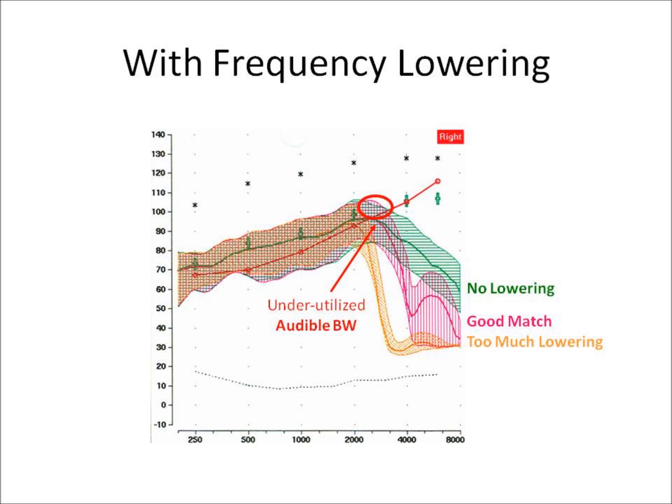The orange indicates a setting that might be too aggressive and that the output bandwidth after lowering does not take sufficient advantage of the audible bandwidth.